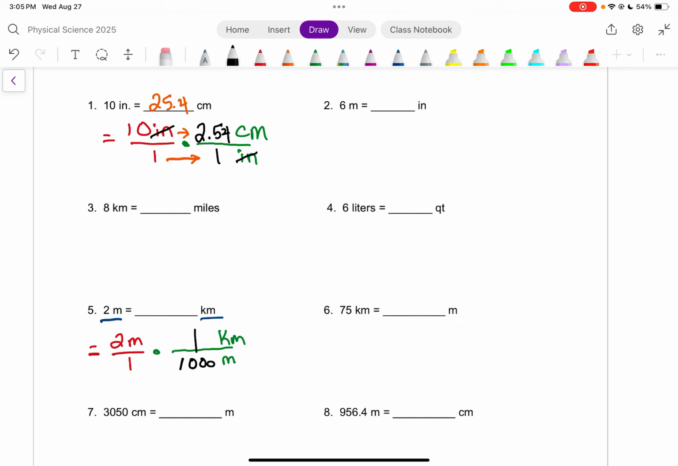Now I multiply or divide as the problem states. So my meters cancel. That's what I wanted. So I have 2 kilometers. 2 times 1 is 2 divided by 1,000. No label on that because it canceled out. And 2 divided by 1,000 is .002 kilometers.